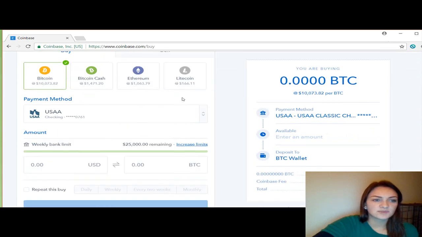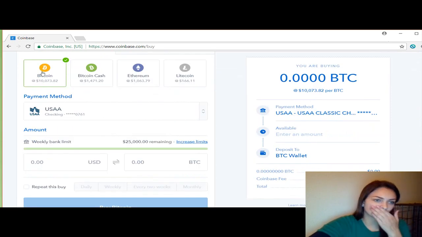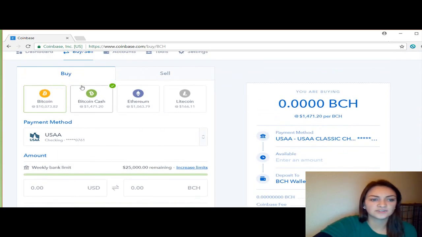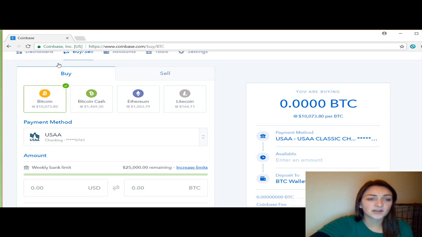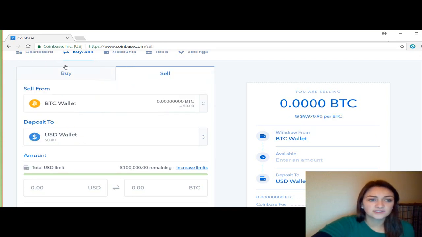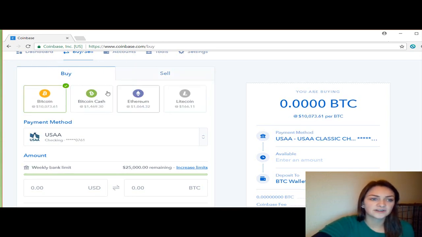The next tab is the buy and sell tab. Again, you have these 4 options: Bitcoin, Bitcoin Cash, Ethereum, and Litecoin. Make sure you're on this buy tab. There is a sell tab right here, so make sure that you are clicked on the buy if you are looking to purchase.